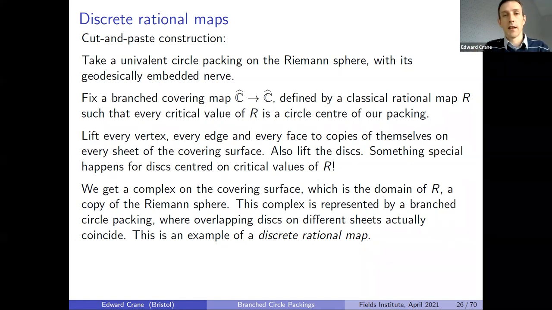So what we're going to do is make copies. We have this triangulation embedded on the sphere. We're going to lift it up to every sheet of the covering surface. So make a copy of every vertex on every sheet above it. Do the same with every edge and do the same with every face. We're also going to lift the disks in the packing. So for most of the disks, we're just going to get D copies of that disk above it. But when you have a disk whose center is one of the critical values of the rational map, then some of its copies above itself on this branched cover may be disks that wind around more than once before they close up.